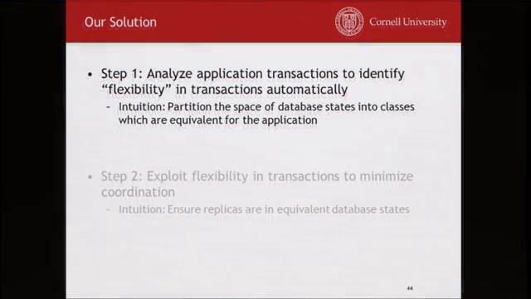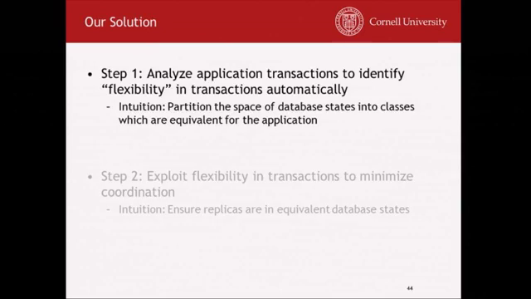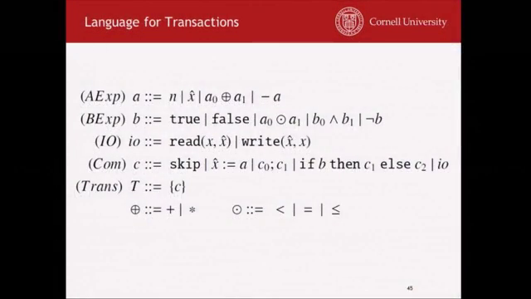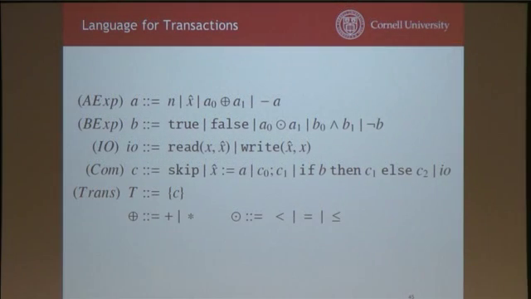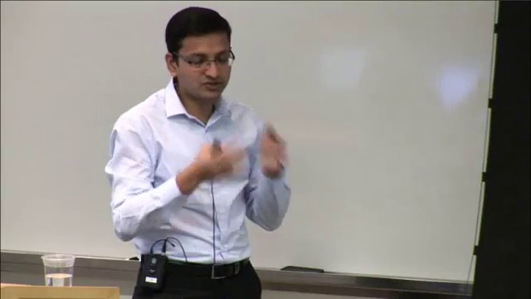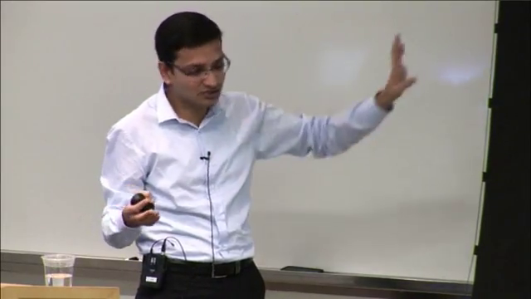With that, let me dive into how we do step 1, and I'll return to step 2 later. Doing this analysis in full generality is difficult, and I do not expect you to parse this. So we restrict the transactions to be expressed in a particular subset of the language. This is the language. Let me just highlight a few key points. We assume that the database is a collection of integers. We have these I/O statements to read and write from the database. Right now, we support only conditionals, if then else. We do not support for loops and while loops, but for OLTP transactions, this is not a big restriction. And finally, we have arithmetic expressions and Boolean expressions.